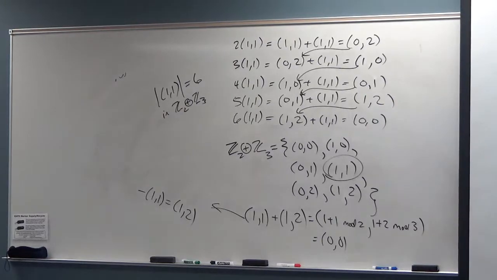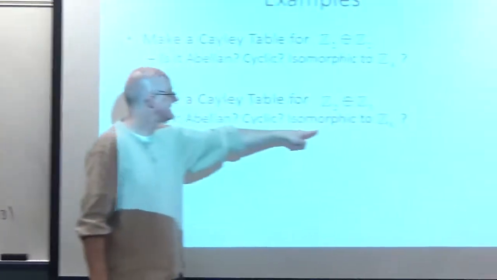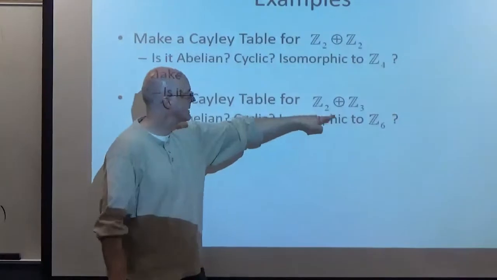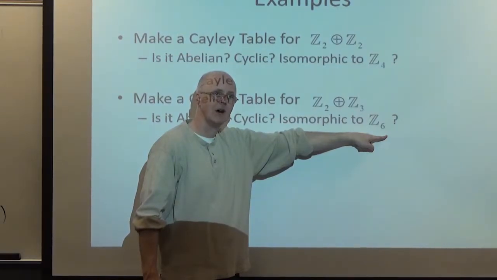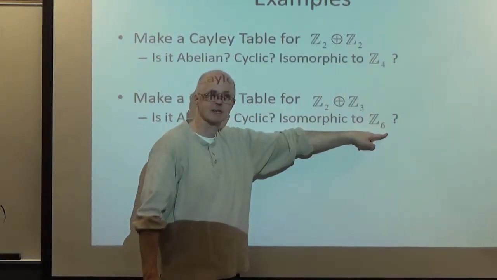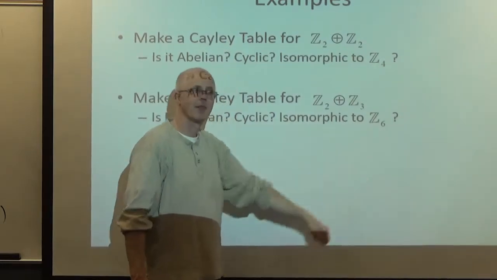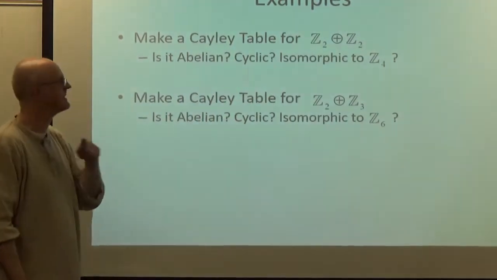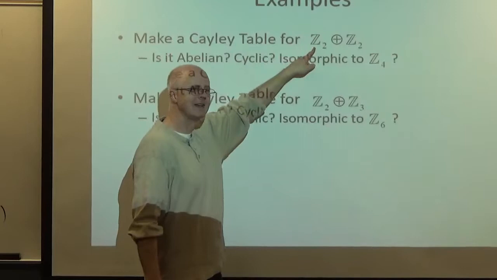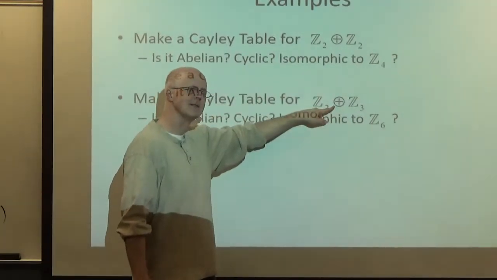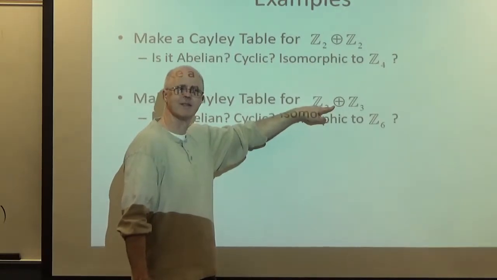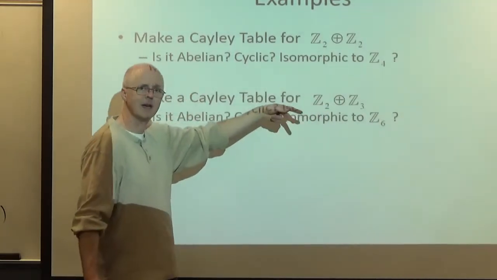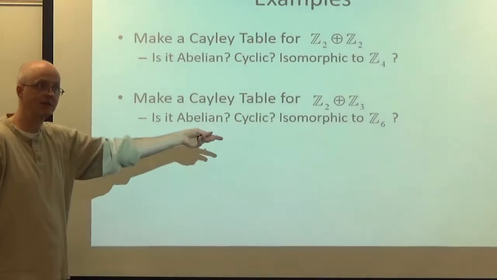Let's see this here. The external direct product of Z2 and Z3 is isomorphic to Z6. It is cyclic. All cyclic groups of order 6 are isomorphic to Z6. Interesting. This one was not cyclic. This one was. That should seem kind of interesting. Sometimes you might get cyclic groups in the external direct product, and sometimes you might not.